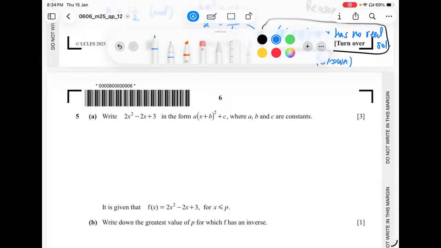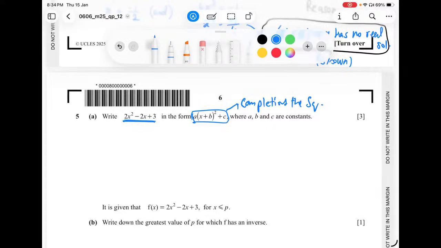So the fifth question here, we have to write this quadratic function in the completing the square form. So when you see this kind of a times x plus b squared plus c, you immediately realize this is your completing the square form.